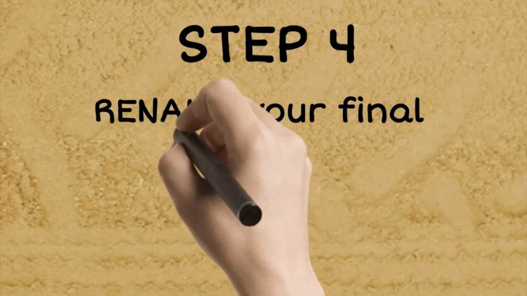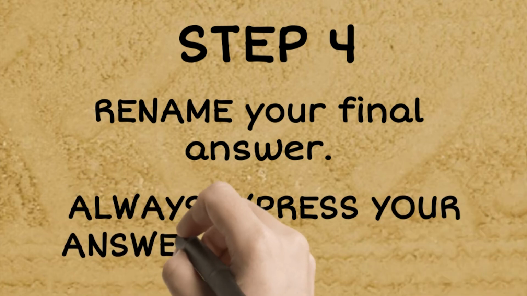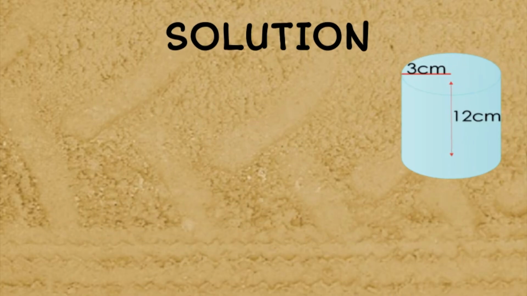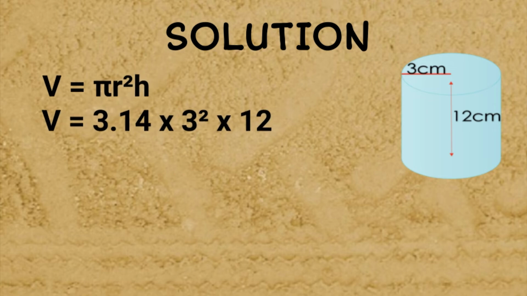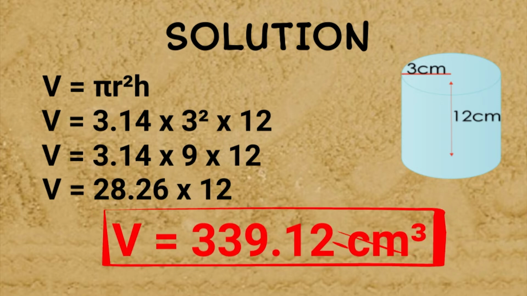Rename your final answer. Again, always express your answer in cubic unit. The container uses centimeter as a unit. Therefore, we need to write it as cubic centimeter. Now that we have finished with all the steps, we can now therefore say that the volume of the container is 339.12 cubic centimeter.